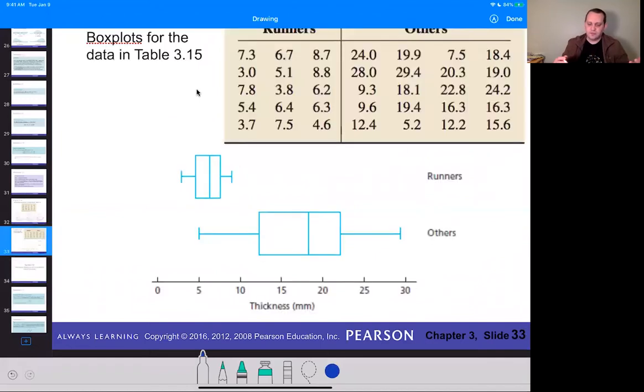Yeah, so here's an example. If you have two different data sets, your box plot can really just give you a glance of what's happening in one data set versus the other. Okay.